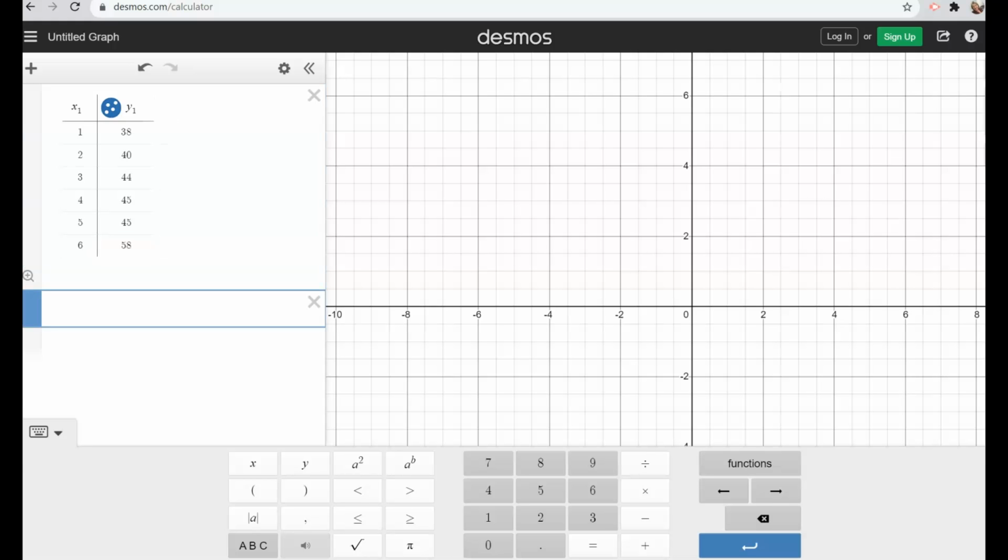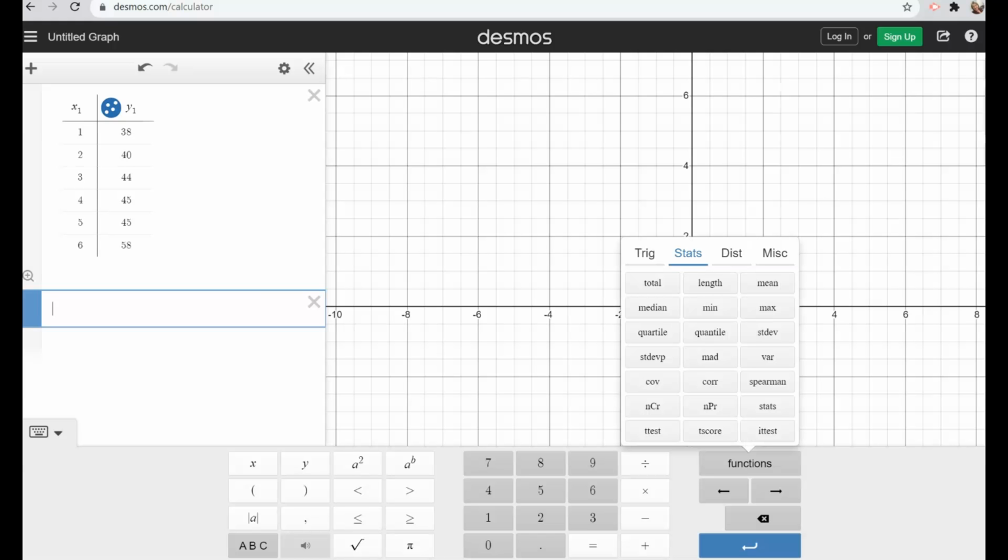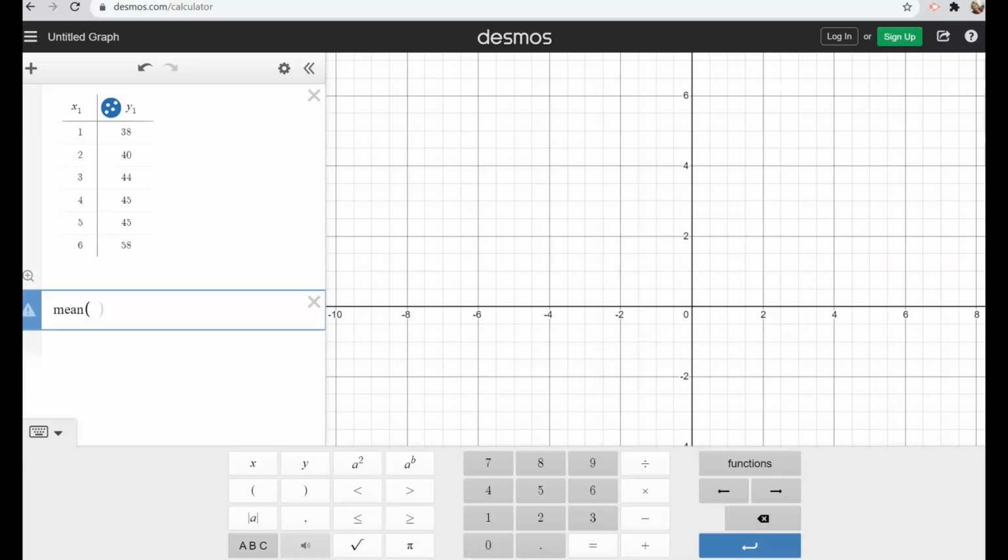And then to get to the commands to find the mean, I'm going to press the function, which is over to the right, and you get this menu. Now it may start out on trig, but you just go over to stats and select that. And to find the mean, we use that button for mean, and the command shows on the line. And then we're just going to tell it we want Y1 and press enter.